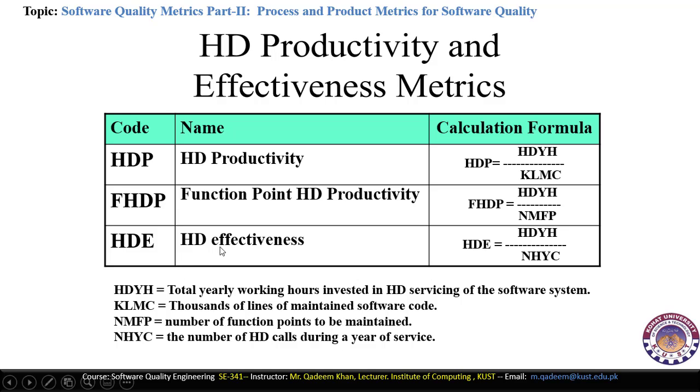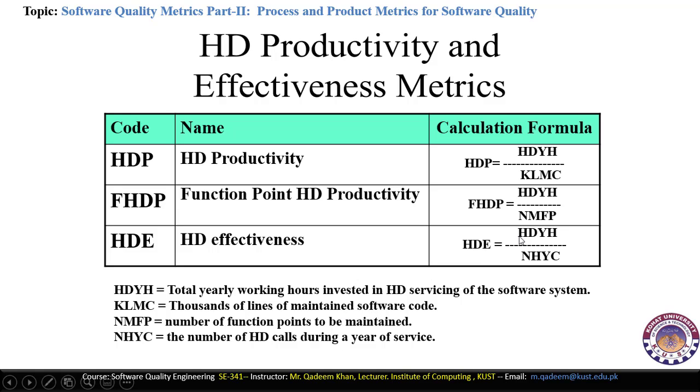Similarly, help desk effectiveness, HDE, is equal to HDYH divided by NHYC. So HDYH is the total yearly working hours invested in help desk services of the software system, divided by the number of help desk calls during a year of services. All these metrics are used for maintenance purposes, and maintenance means how the quality is.